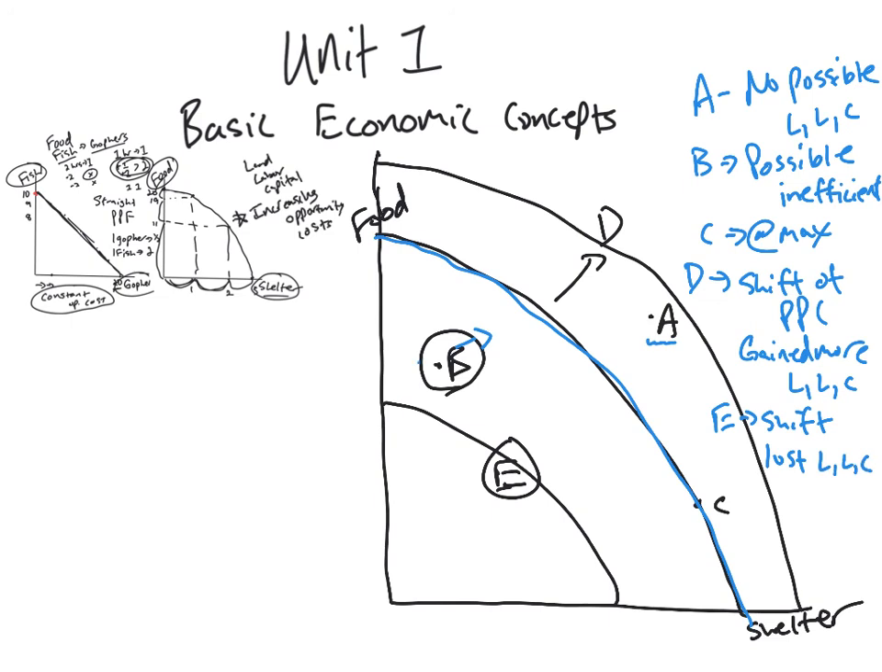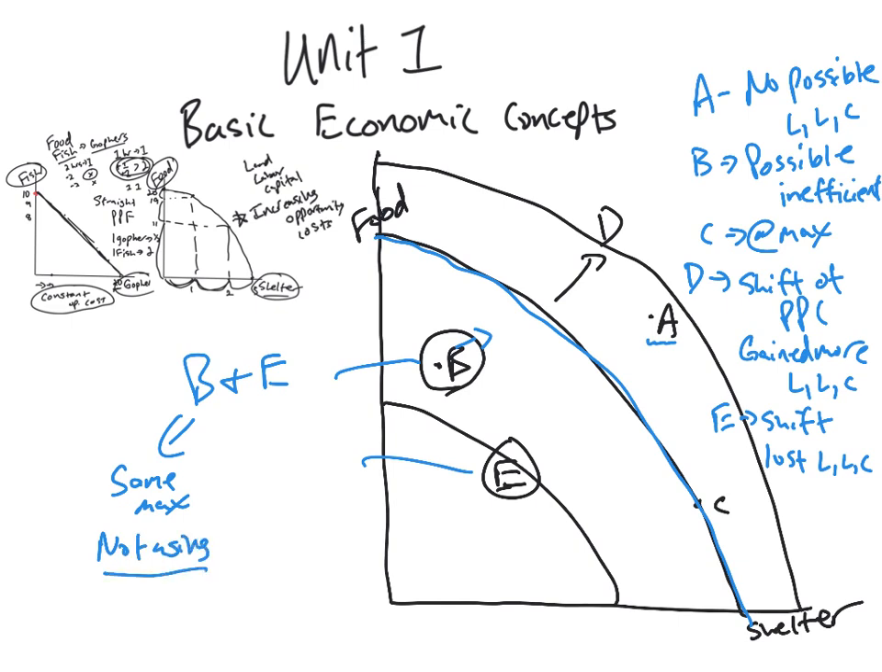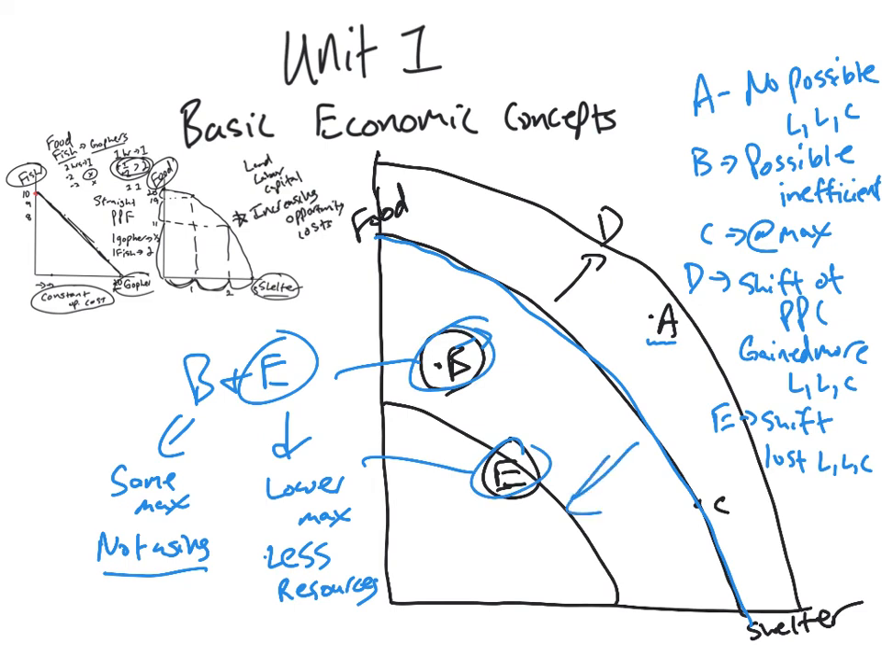And the last one was, what was the difference between B and E? Well, B is we still have the same max. We're just not using all of the resources that we have. We have the resources, we're just not utilizing them. What about E? E is we have a lower max. We actually have less resources than we did before. So there's a big difference between B and E. E, the whole thing shifts inward. B, we're just at a point inside our maximum line.